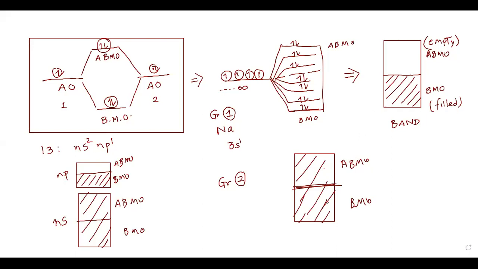In group 1, BMO is filled, ABMO is empty. Group 2, both are filled. In group 13, something else happens: the ns orbital is entirely filled, both BMO and ABMO, and the np is half filled. So what about 14? Same way. 14 onwards, 14 is going to be silicon, so there the things are going to be different.